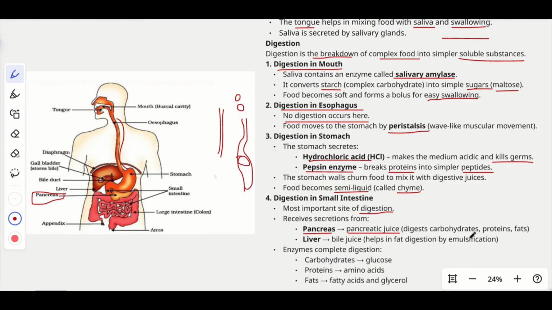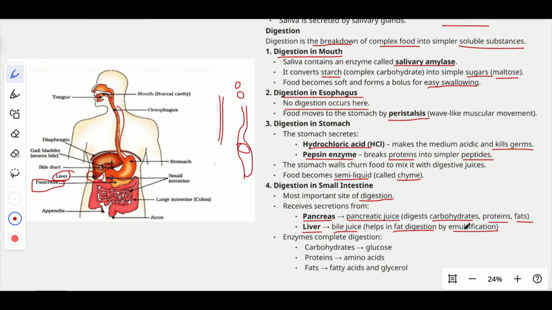So why do we need pancreatic juice? To digest carbohydrates, proteins and fats. And what is the function of the liver? We have the liver here, right? The liver is mentioned here. The bile juice is produced by the liver. And why do we need bile? For fat digestion, by emulsification. So the bile will help you digest fat through the method of emulsification, right?